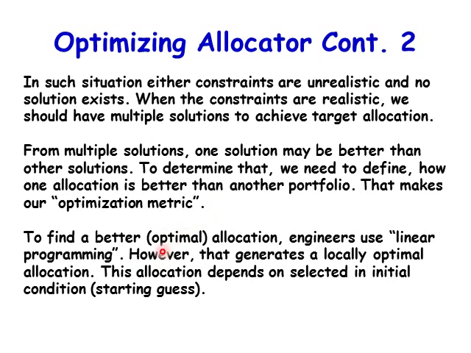All the constraints are linear. However, that generates a locally optimal allocation. If you do linear programming, you get a locally optimal allocation, and that allocation depends on the selected initial condition or starting guess. So we would use linear programming, however that only gives me a local optimal solution, and I'm trying to find a global optimal solution. And this solution depends on the selected initial condition.